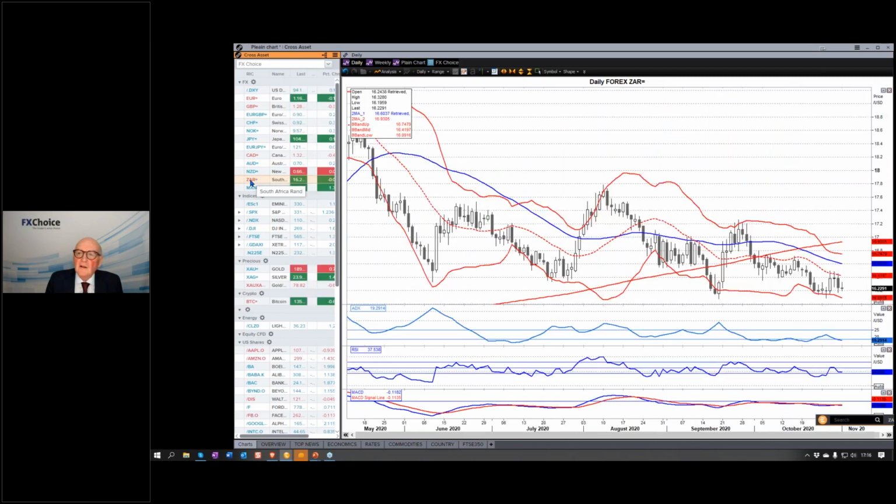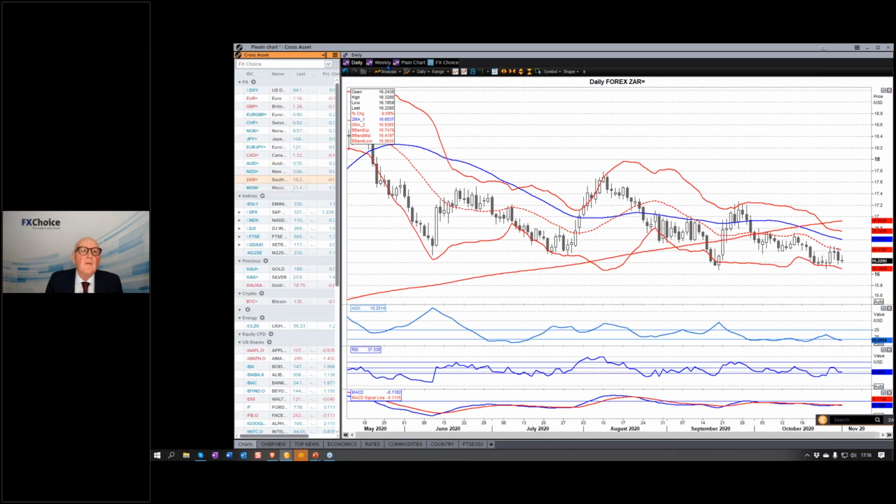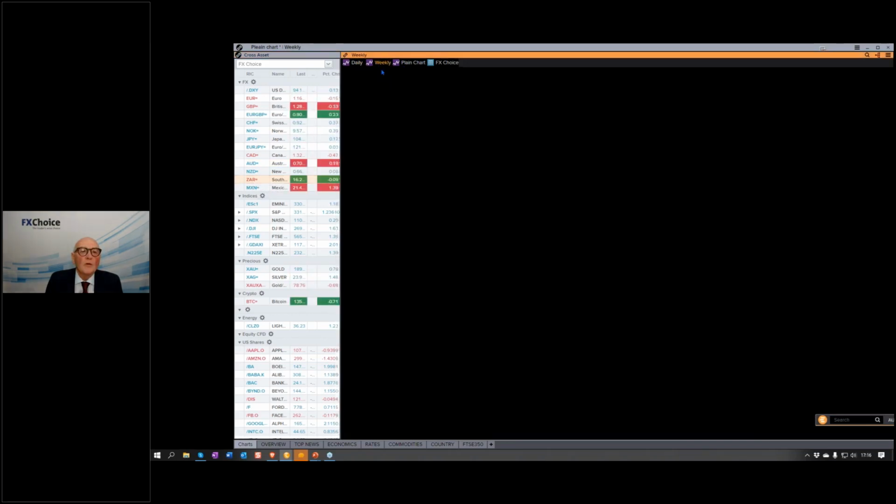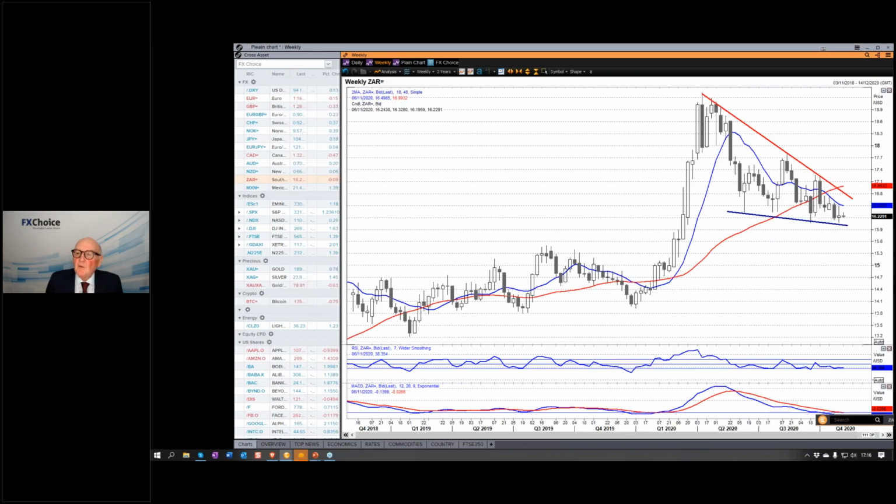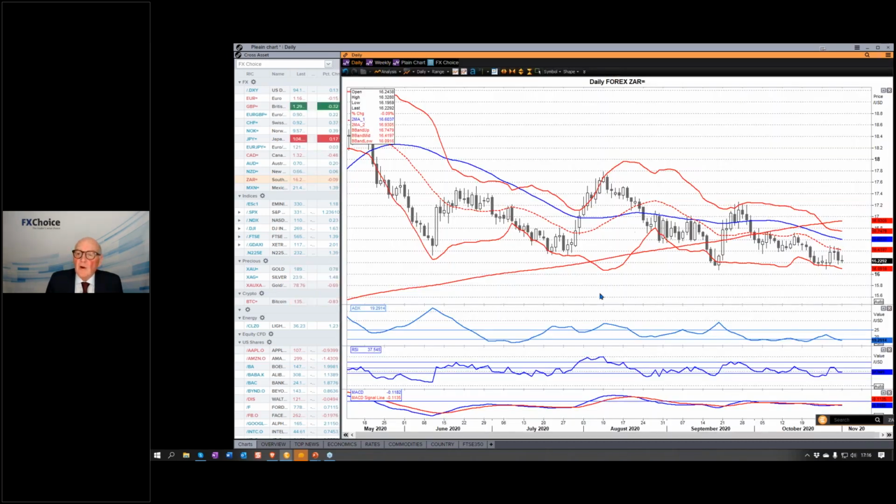Just a quick glance at the rand. I want to talk about this more in the future, but we've got this very important level at round about 16 to the rand, and look at that here, and that's being challenged there. One, two, three, four times we've been there since June. And so this would be very, very significant.